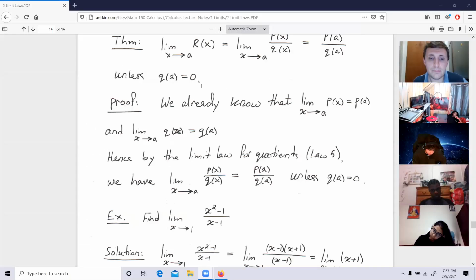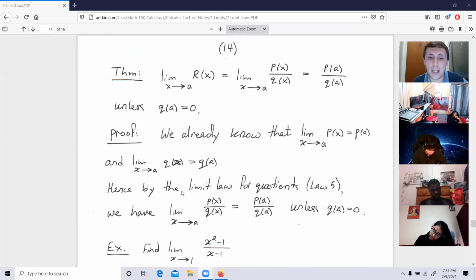Yes, good. Now, next question, guys, is this one. Can you see it? x squared minus 1 over x minus 1. Could you please find the limit? x squared minus 1 over x minus 1, find the limit. Be careful.